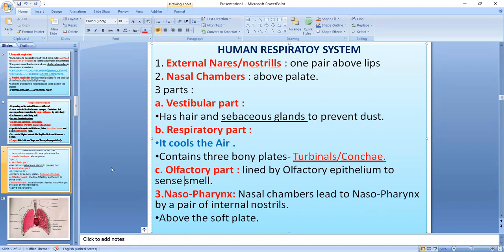Then the next part of the respiratory system, the third one, is the nasopharynx. In the pharynx, there are three parts: oropharynx, nasopharynx, laryngopharynx. This is one of the parts of the pharynx. Nasal chambers lead to the nasopharynx by a pair of internal nostrils. These are very prominent in the evolution of the respiratory system.